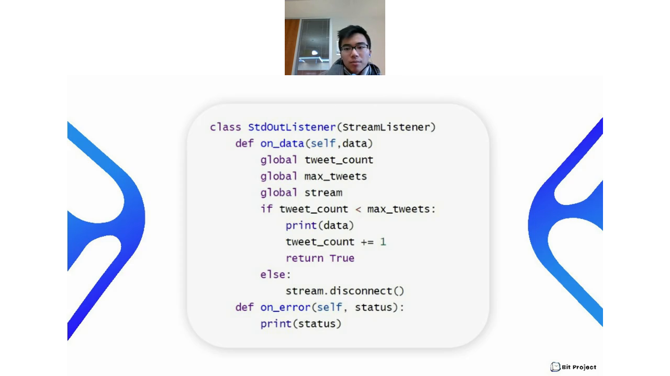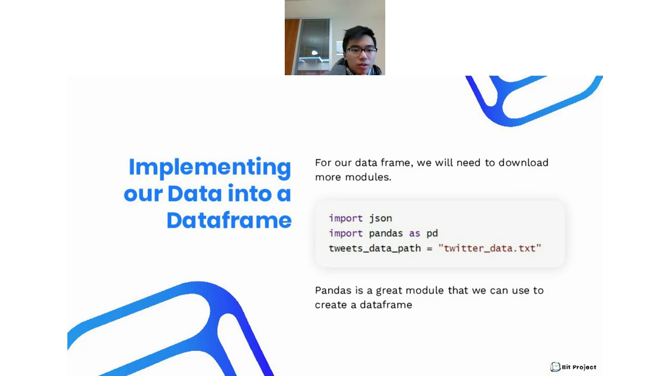So again, the poll is in the chat. If you're ready to move on, click yes. If not, press no. It seems like everyone has got it. So we'll move on to implementing the data in a DataFrame.